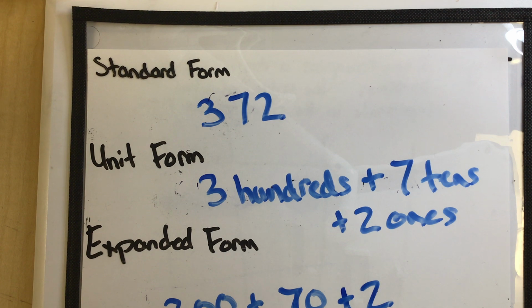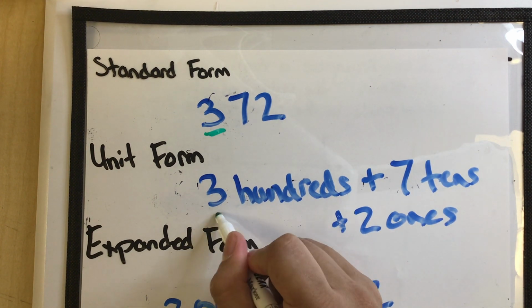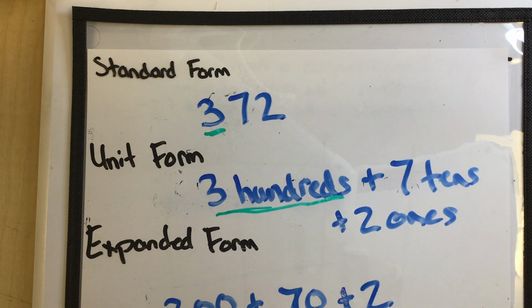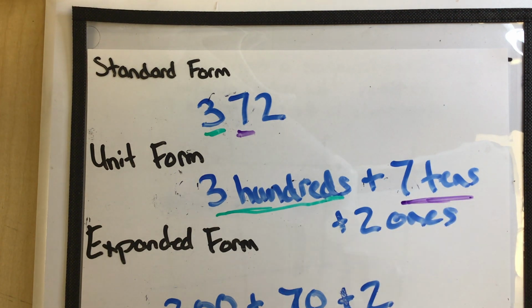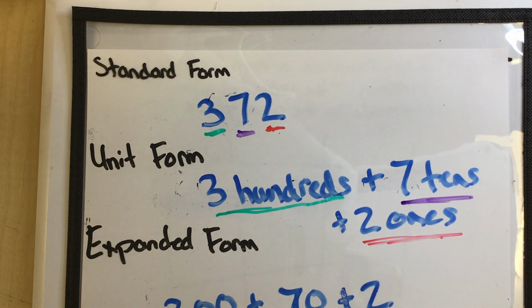And just for a color reference, I will show you where each of them comes from. The 3, and that's our 300. Our 7, 7 tens equals 70. And then our 2, 2 ones, plus 2. Okay?